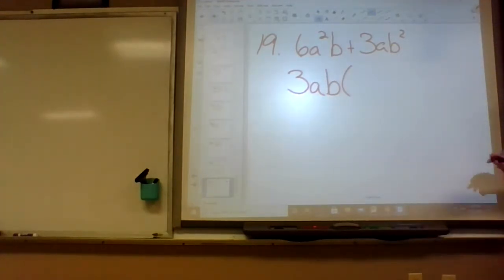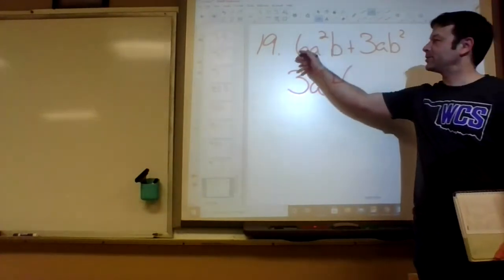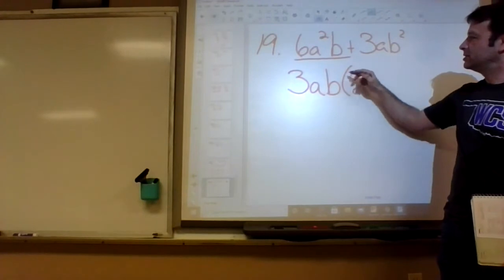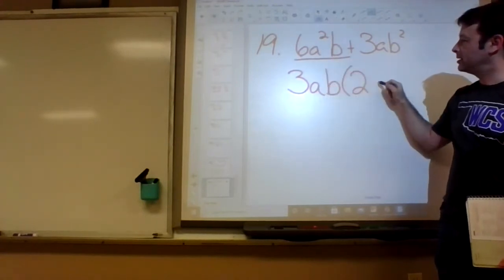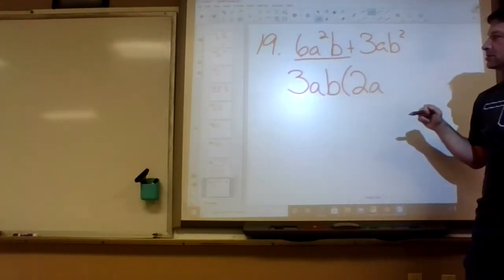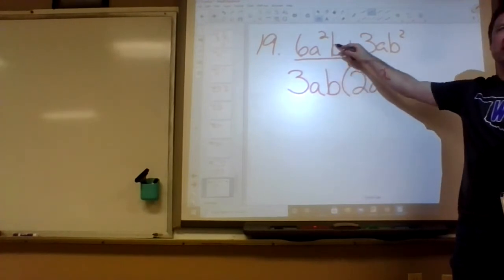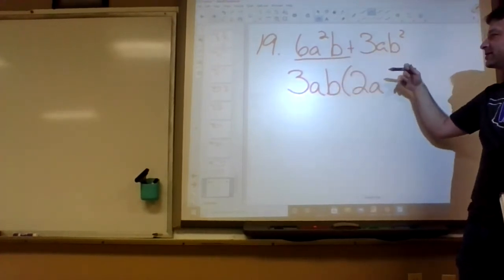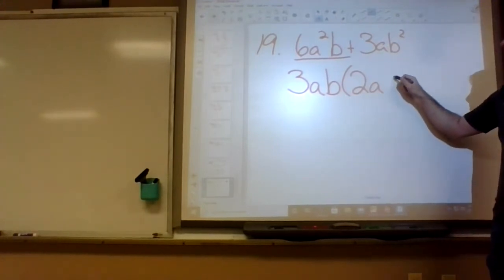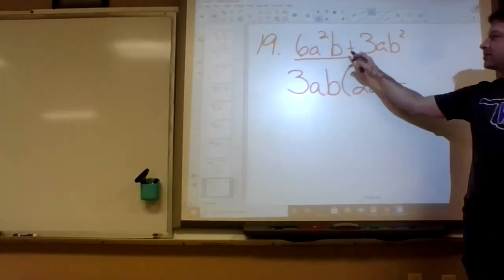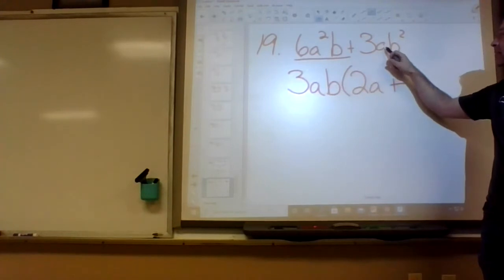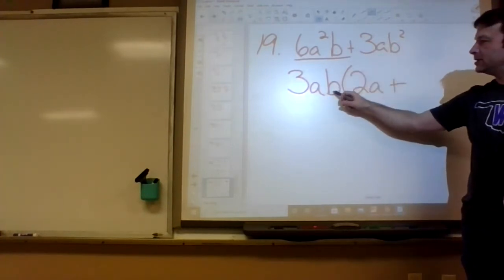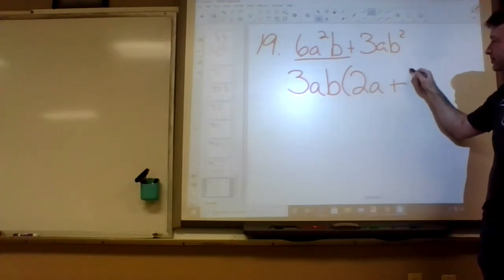What's left after I divide this first term, 2A squared B, by 3AB? 2A squared divided by A is 2A. Plus B squared divided by B is B. Plus 3 divided by 3 is gone. A divided by A, gone. B squared divided by B, B.